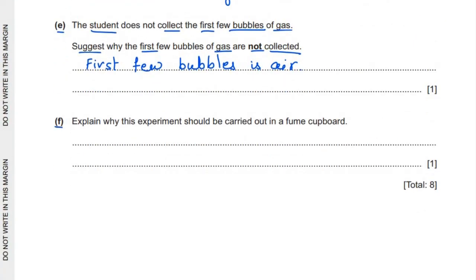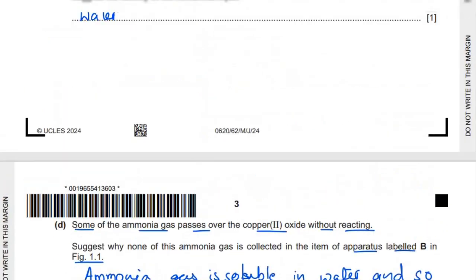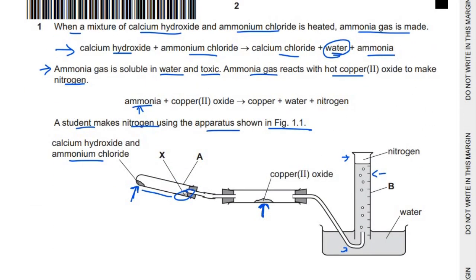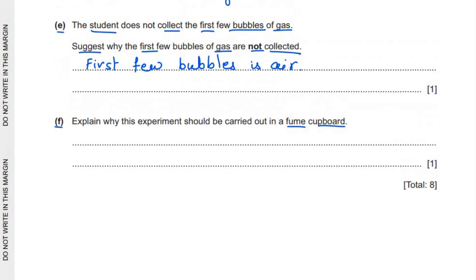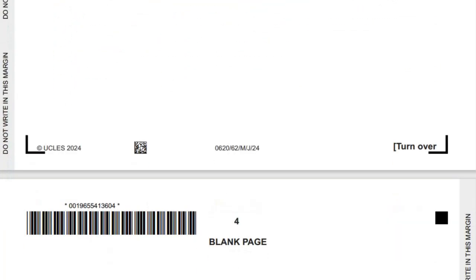The F question is, explain why this experiment should be carried out in a fume cupboard. Now it's clearly written that one of the products, ammonia, is toxic, and if that gets spread out in the lab, it's going to be toxic. So obviously we need to perform the experiment in the fume cupboard. So we can just write that ammonia gas is toxic. We don't need more explanation because it's just 1 mark and we have only one reason, ammonia, which is toxic.